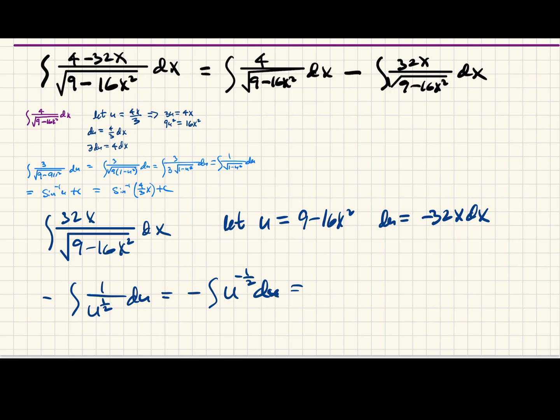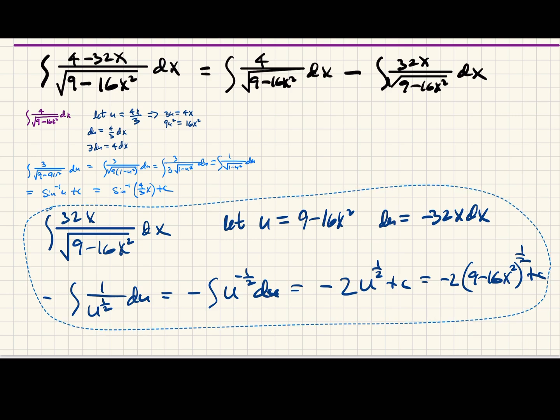which would wind up being minus 2u to the positive 1/2 plus c. And then, let's see, well, u was 9 minus 16x squared. So this would be minus 2 times 9 minus 16x squared to the 1/2 plus c. Now I need to put all that together because I was supposed to integrate that whole thing from the start.